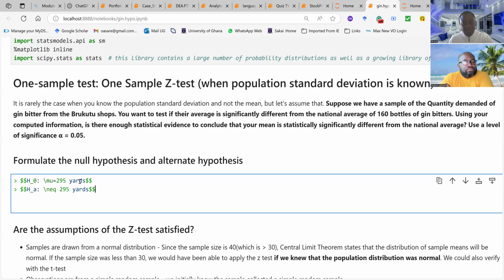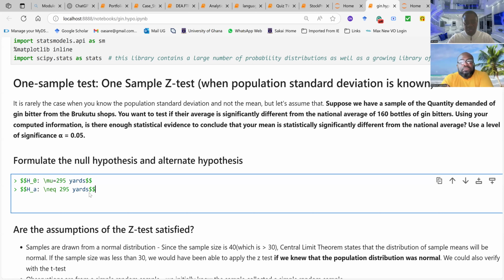Remember, 160 bottles. So I'm going to just change this number and write 160 here. And of course, the equal to sign will take the null, and the other one will take the alternative. So you have this as the equal to, then it is bottles. So let's put bottles here. And then the alternative is going to be the not equal to.